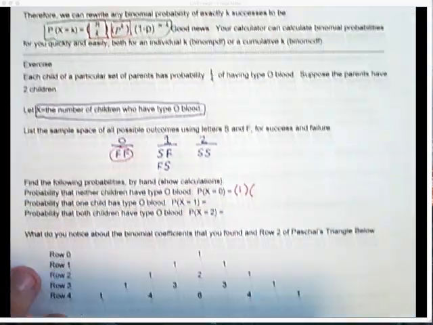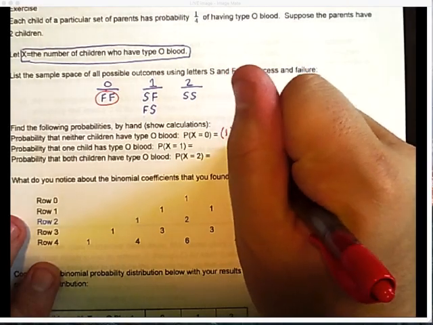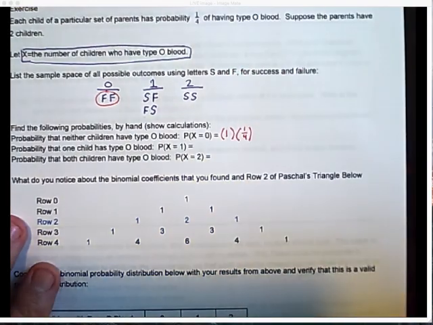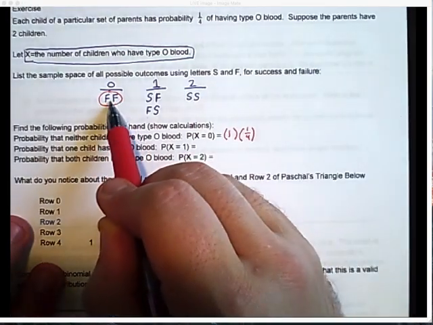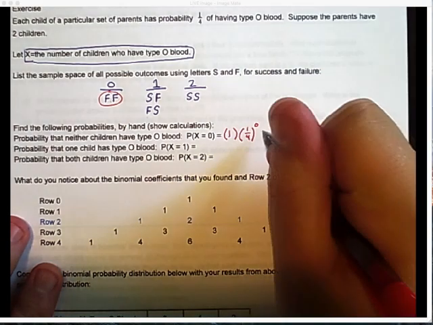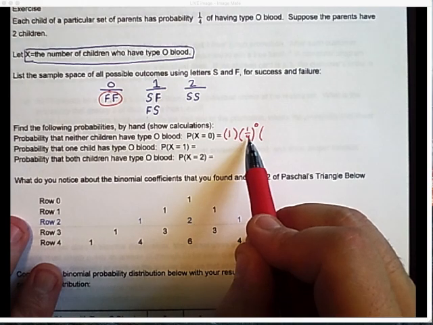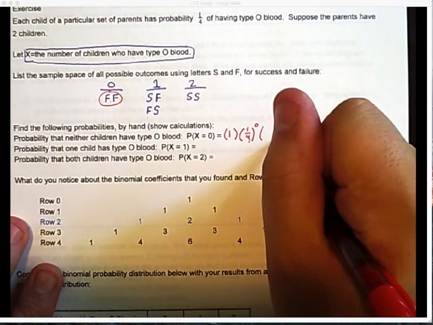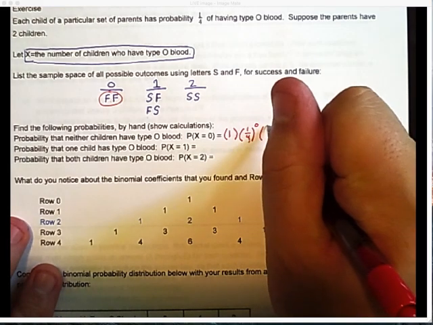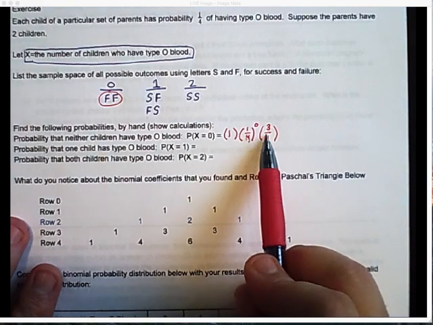It says p to the k. What's the probability of getting type O blood? Well, it's a fourth. They told me that in the problem. How many of them had type O blood? Well, neither of them did, so that would get raised to the 0 power. If 1/4 is the probability that they have type O blood, what's the probability that they do not? What's the probability of failure? 3/4. Both of these add up to 1.